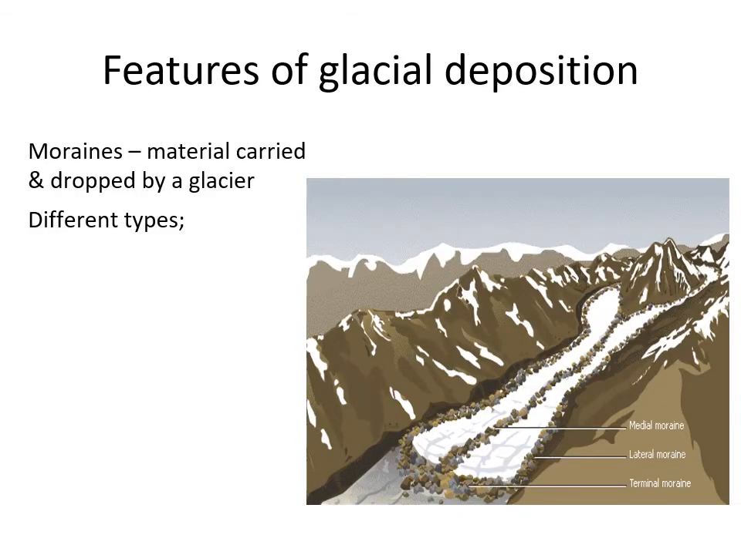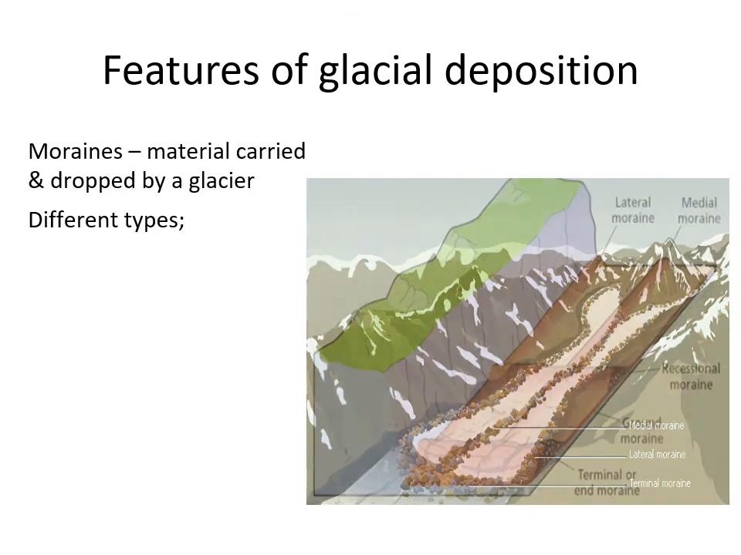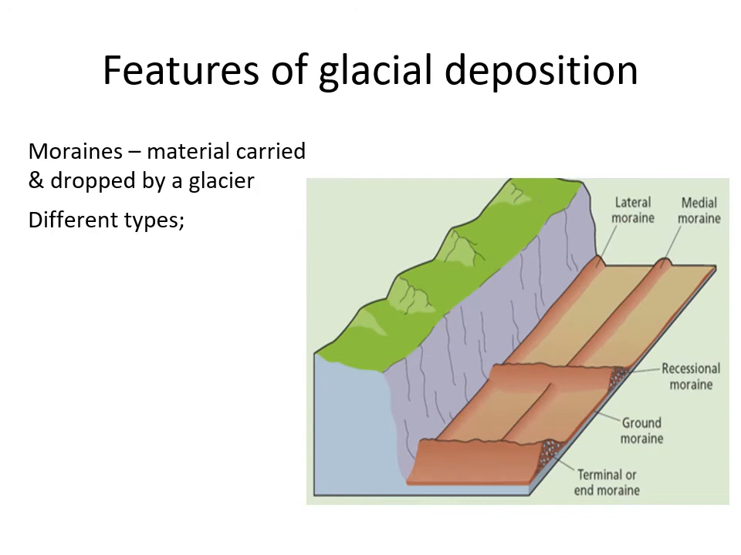Next, features of glacial deposition. Anything that's carried and dropped by a glacier is referred to as a moraine. There are different types of moraines depending on where the material is dropped. Material dropped at the side is a lateral moraine; dropped in the middle, a medial moraine.